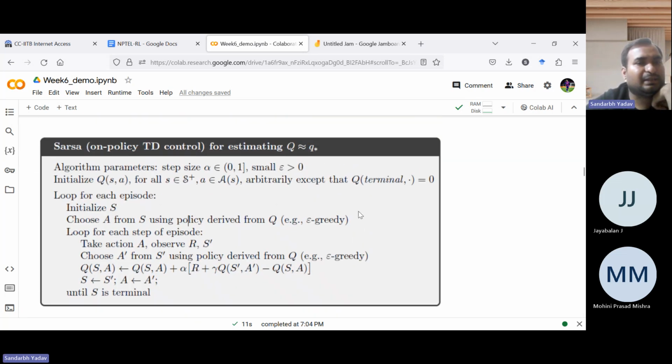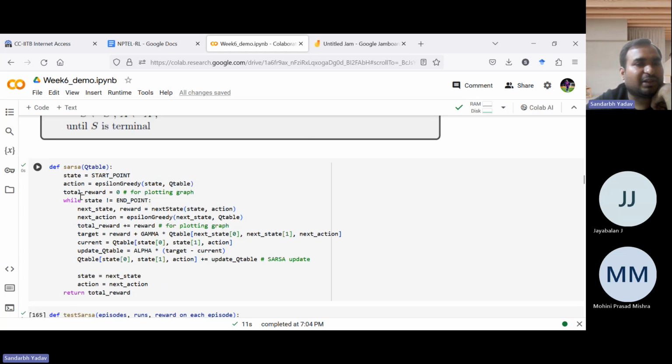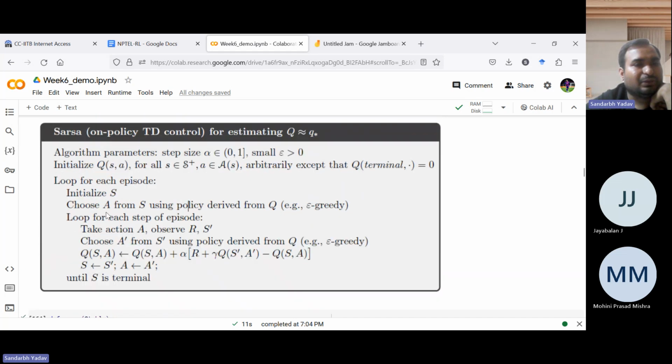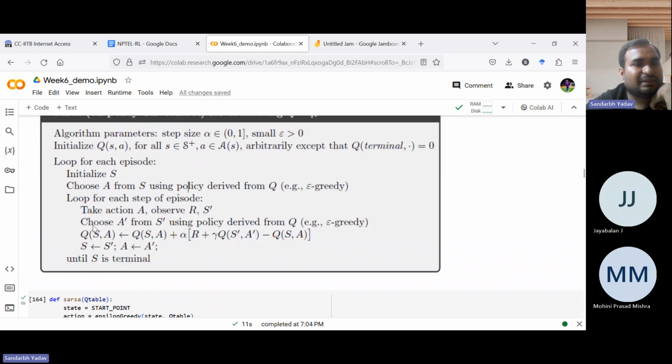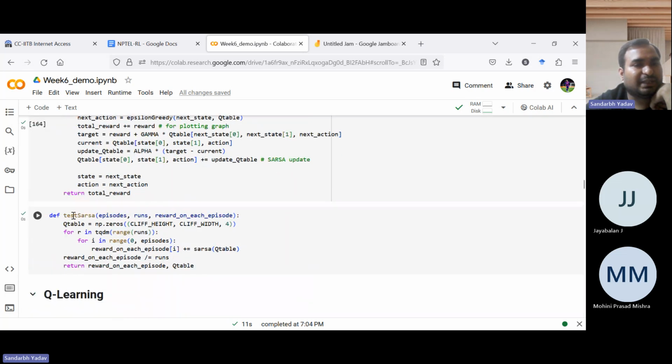Similarly, the same algorithm has been coded here. There are some extra components also, which are simply for the purpose of plotting the graph. So we are maintaining a total reward variable and updating it also. Here you can see a similar thing is happening. We are initializing the start state, and it is actually looping over every episode.